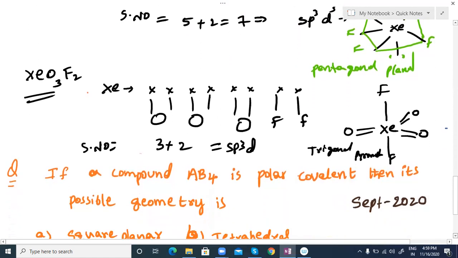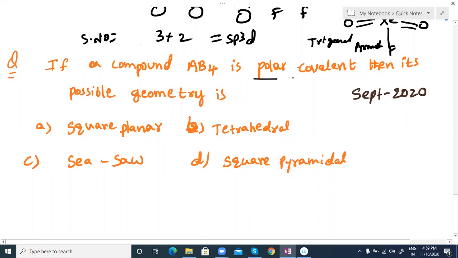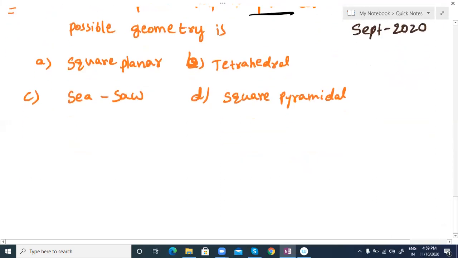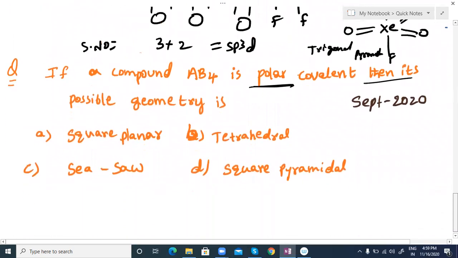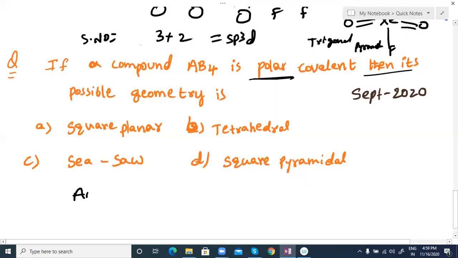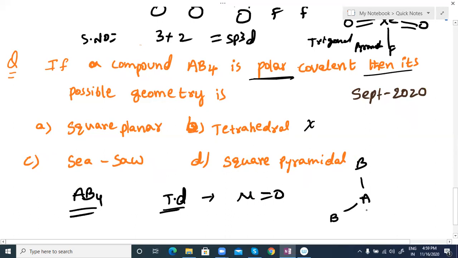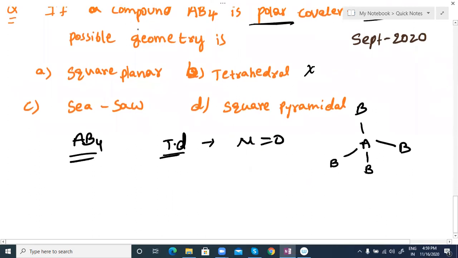Got it? Next one. If a compound AB4 is polar, polar means mu is not equal to 0, what are the possible geometries? By observing perfectly from the NCERT book, you can get the answer. Very logical question. AB4 means, suppose tetrahedral. This is perfectly symmetric, so the dipole moment is 0. So this should not be tetrahedral. First thing, you can eliminate this option. Tetrahedral means perfect geometry, any symmetrical geometry without lone pairs, then the dipole moment is 0. But here they are telling dipole moment exists. So that's the reason this is not possible.